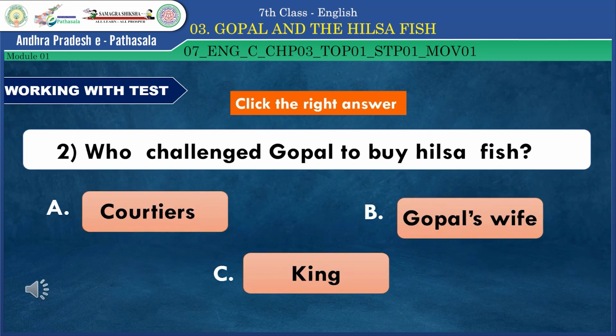Question number 2. Who challenged Gopal to buy the Hilsa fish? Option A, courtier. Option B, Gopal's wife. Option C, king. Click the right answer. If you are wrong, try again. Good job. Go to the next question.